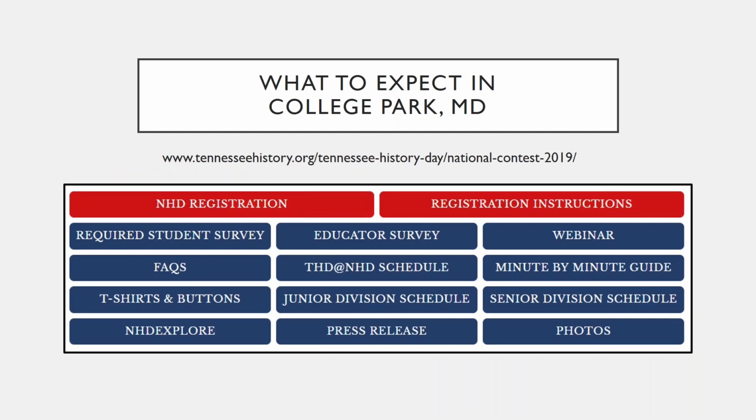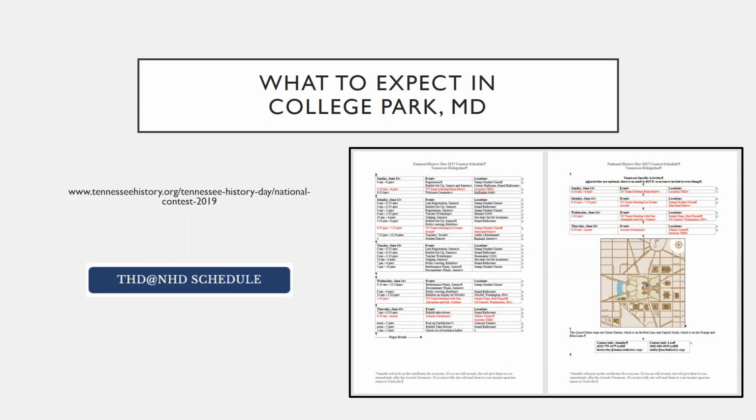All right. So once again, I want to remind you that we do have on our website this area where I encourage you to look at all of the information because it's going to be helpful to you. This is our Tennessee History Day at National History Day schedule. This is just an overview of the week. The items that are in red are specific to us. They've been planned for us.